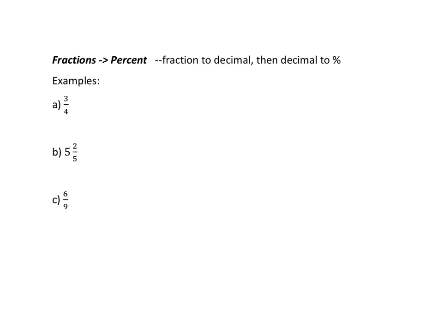And finally, going from fraction to percent, this one actually takes 2 steps. We go from fraction to decimal first, and then go from that decimal to our percent. So we'll use our previous examples. 3/4 was equal to 0.75, which if we multiply by 100 and add a percent symbol, we get 75%. The 5 2/5 was equal to 5.4, which if we multiply by 100, we get 540%.